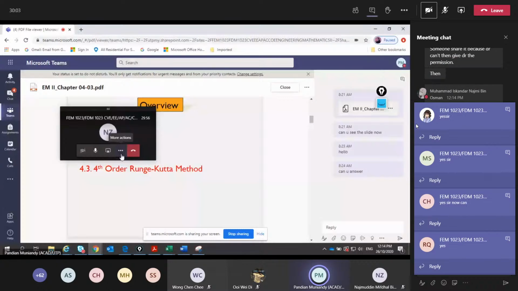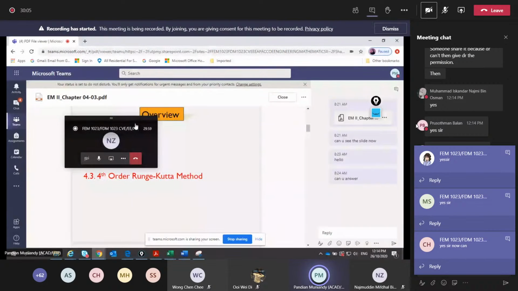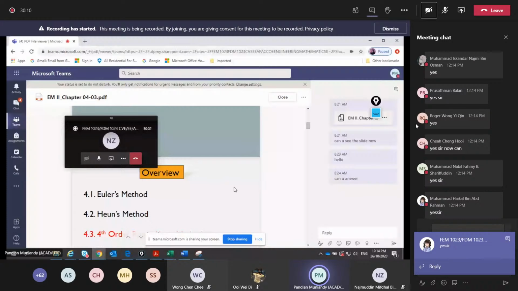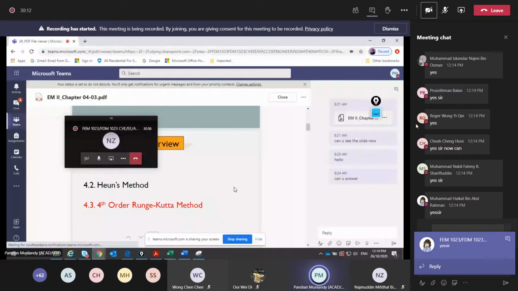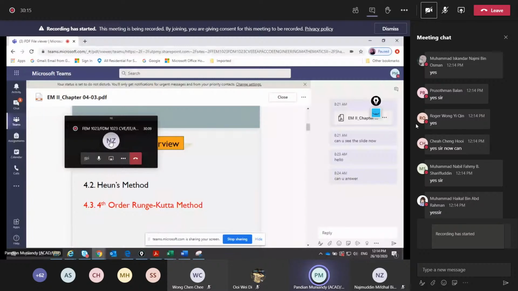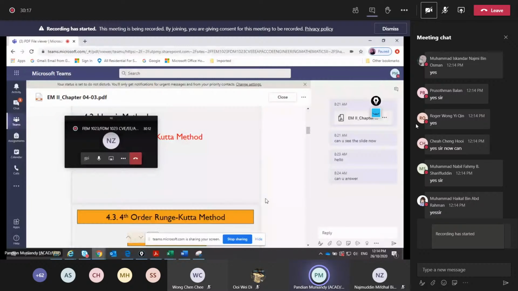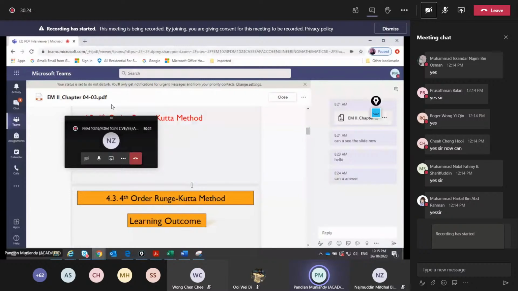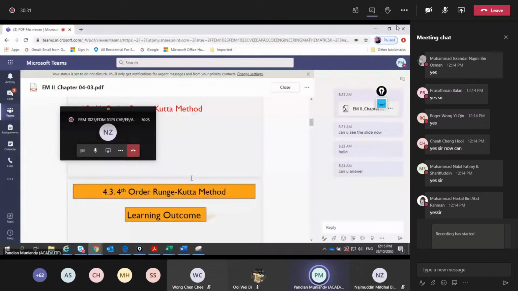Okay. So we already finished Euler method. We already finished Heun's method. Today, fourth order Runge-Kutta method. So 4.3 is fourth order Runge-Kutta method. You can pronounce it Runge-Kutta or Ranch-Kutta.